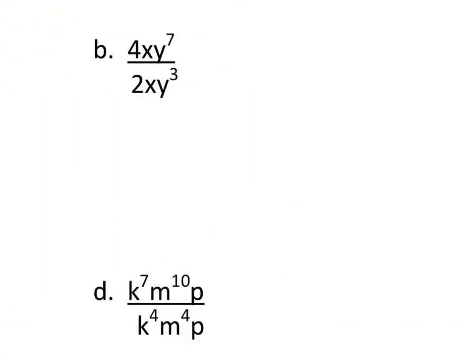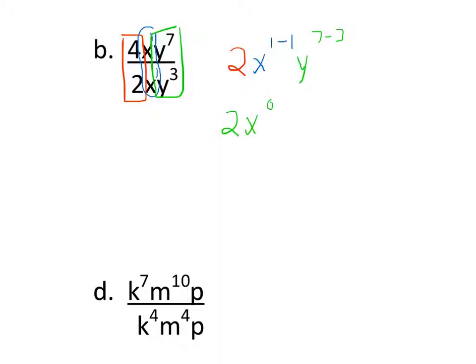Now we have numbers. Well, we can focus on, I'm going to do this all shorthand here. That's a power of 1. I'm going to take my numbers first, and 4 divided by 2 is 2. Then I'm going to take my x's, which are these two, and it's x to the 1 minus 1. Then we have our y's, which is y to the, again, always top number first, 7 minus 3, which gives us 2 x to the 0, y to the 4th.